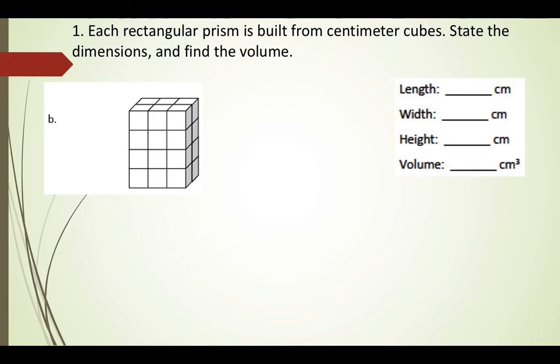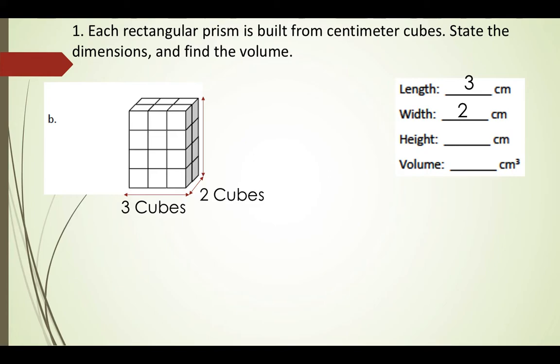For B, we're going to be doing the same thing. We're going to be finding the volume of this rectangular prism. Just like with the last one, I'm going to figure out what my length is. 1, 2, 3. 3 cubes. I'm going to put that in my chart. 3 centimeters. Find out what my width is. Just like the last one, it is going to be 2 cubes again, or 2 centimeters.